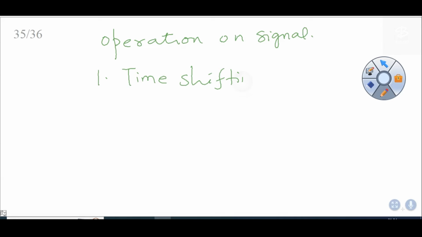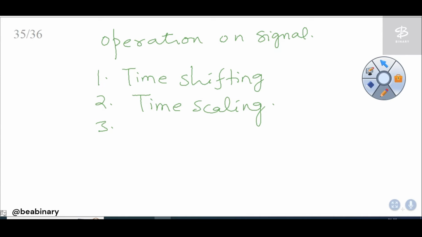Time shifting means you can just move the function to the left side or to the right side. Then you can do the scaling of the function. Scaling means you can increase the amplitude of the function. That is called scaling. You can do the reversal of the function, time reversal.